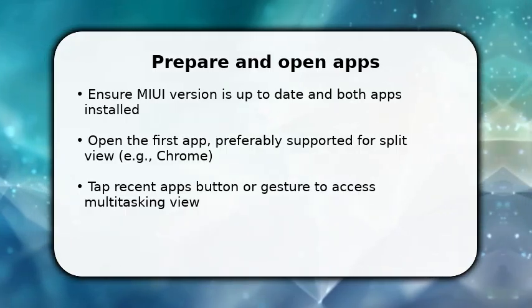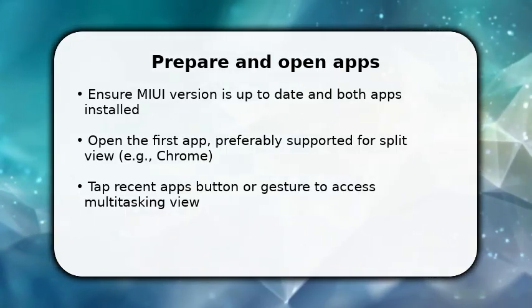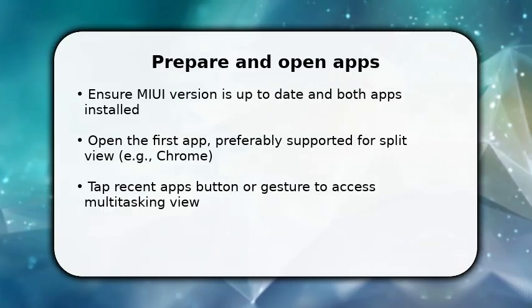You start by confirming MIUI is current and both apps are installed so Split works reliably. Once done, open the first app you want in Split. Choose one that supports multi-window, like Chrome or Messages.